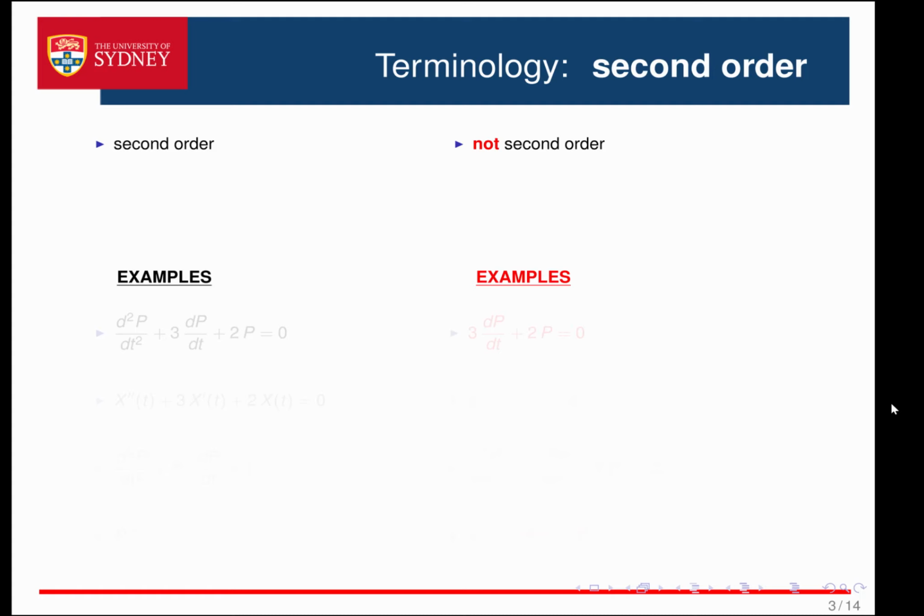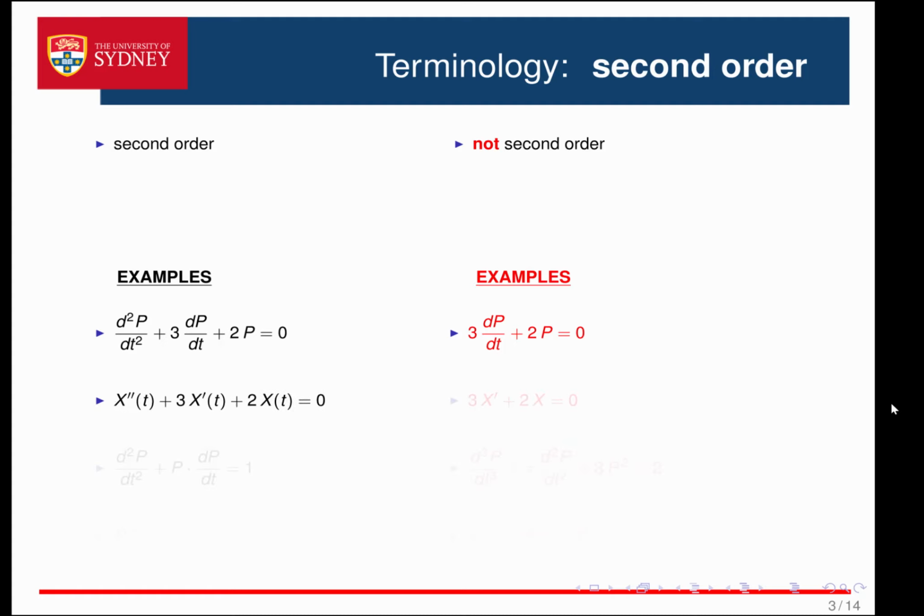Here, we will give examples of second order differential equations and compare them with DEs that are not second order. So this DE is second order because the highest derivative is d2p/dt squared. Whereas this DE is not second order because the highest derivative is just dp/dt.